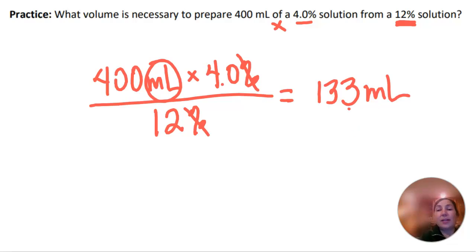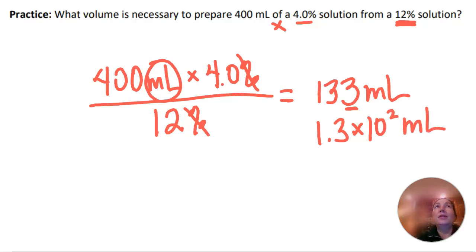Now this only has 2 sig figs in the problem, so how do we get this down to just 2 sig figs? That can be a little tricky. One way is to say, well, that's 1.3 times 10 to the second milliliters. You may forget that method or how to use scientific notation like that.